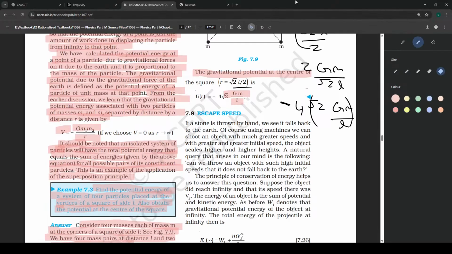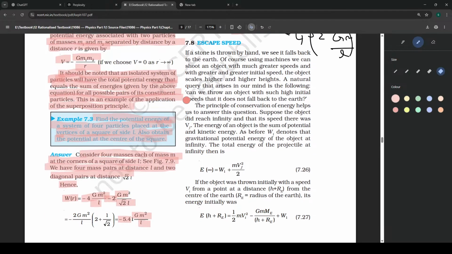Let's go to the next main topic, that is escape speed. If a stone is thrown by hand, actually wait a second, let's take a 5 to 10 minute break before that.